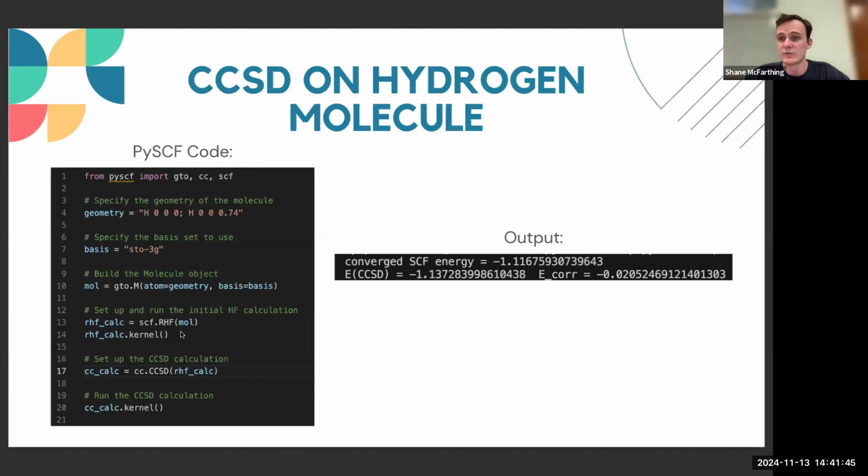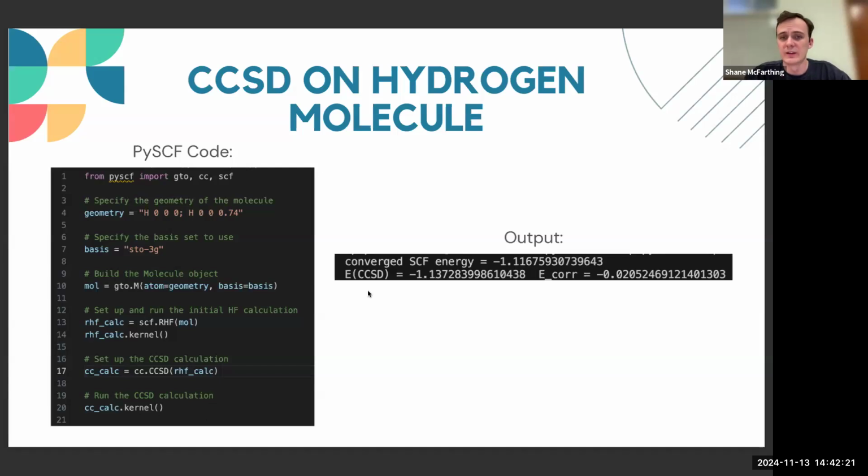And then very often, well, not very often, in all cases where you're doing a post-Hartree-Fock calculation, you have to run a Hartree-Fock calculation first. And then we use that as the building block for the application of our more advanced methods. So in this case, we would be able to just use the CC or coupled cluster module and create a CCSD object by passing in the Hartree-Fock object after performing the SCF optimization. And then we just run the calculation.